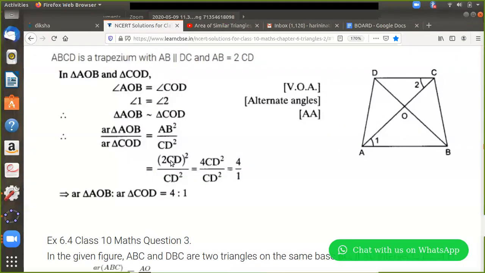So numerator becomes 2CD into 2CD, which is 4CD square. Denominator is only CD square. So this is knocked out and you have 4 by 1. That means the ratios of the areas will be 4:1.